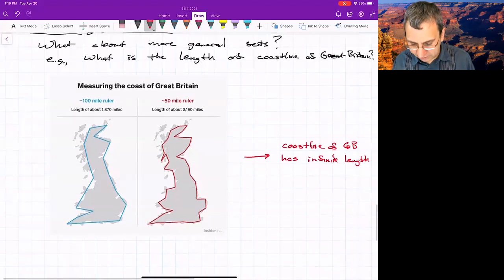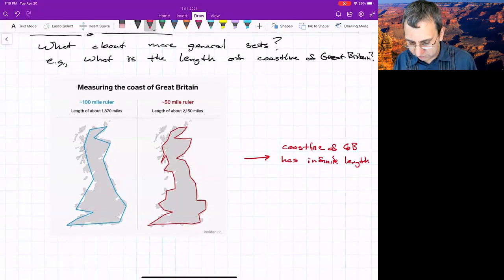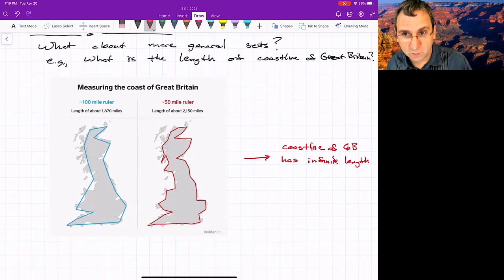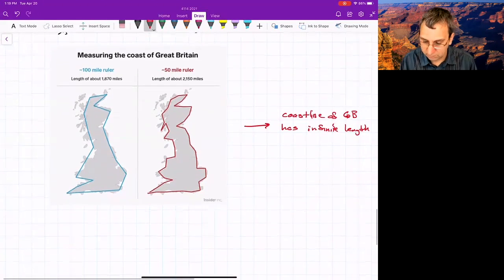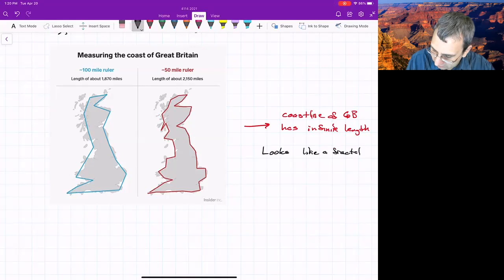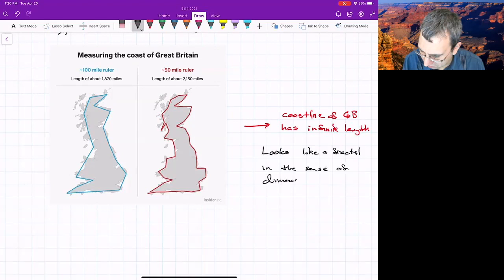So it seems like the coastline of Great Britain is a fractal and it has some dimension. So how do we get at that? That's where this idea of what's called the box counting dimension showed up. We don't mean it's self-similar, but we've got this effect that the smaller and smaller our ruler, the larger and larger this seems to get. It looks like a fractal in the sense of it's a dimension between 1 and 2.